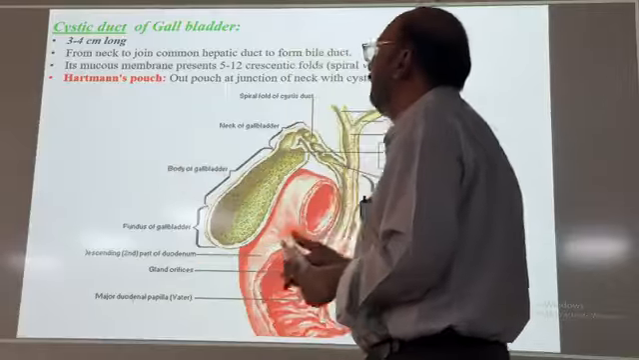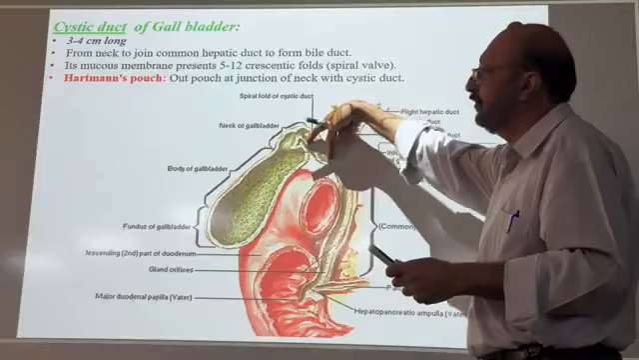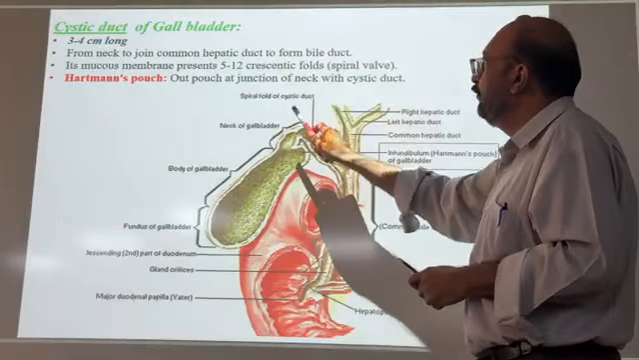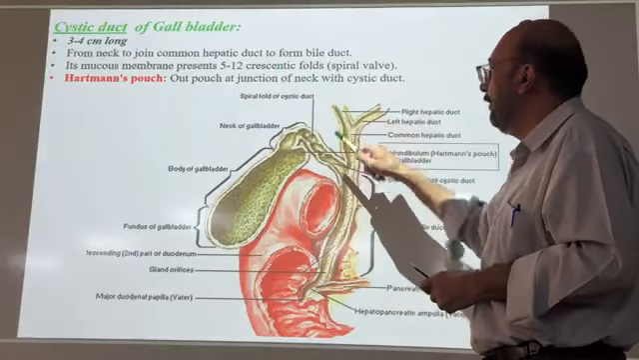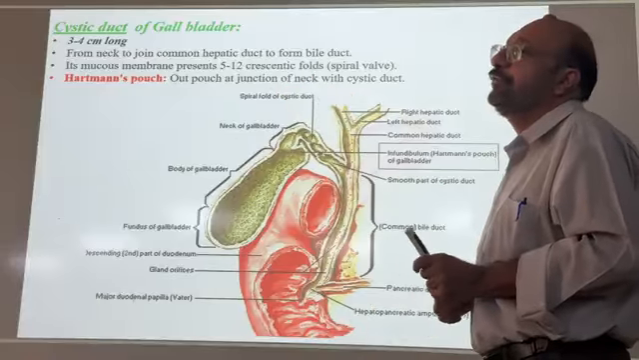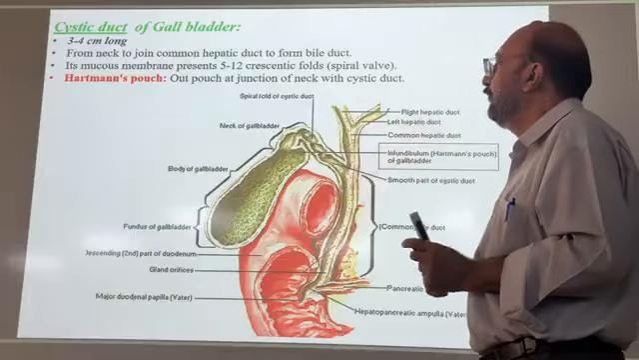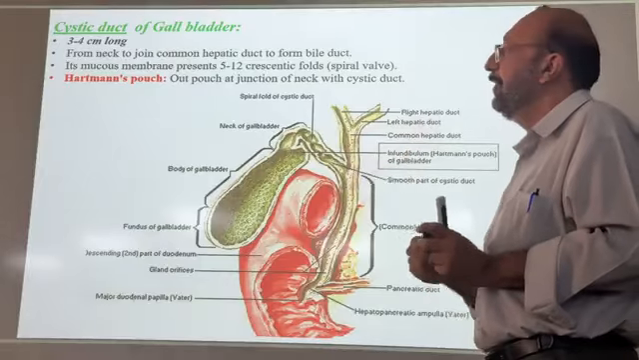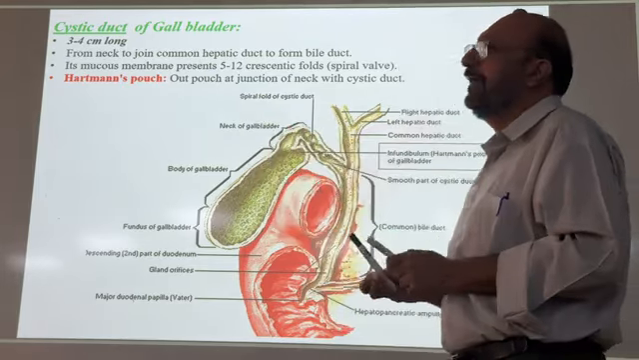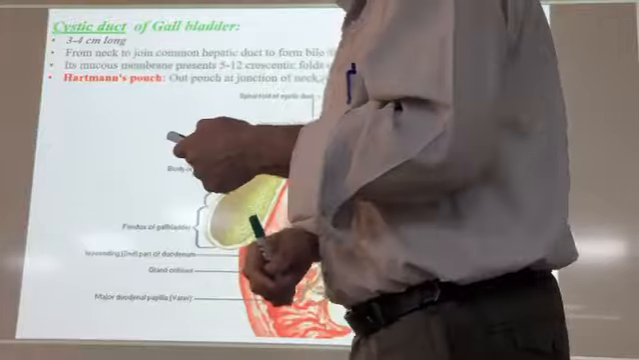The cystic duct of the gallbladder is roughly 3 to 4 centimeters, and I told you the length of the common hepatic duct is roughly the same. From the neck to where it joins the hepatic duct to form the common bile duct, its mucous membrane presents 15 to 20 crescentic folds, spirally arranged, and they also act as a spiral valve. Hartmann's pouch is this extra structure or outpouching at the junction of the neck with the cystic duct. This is a normal anatomical feature.